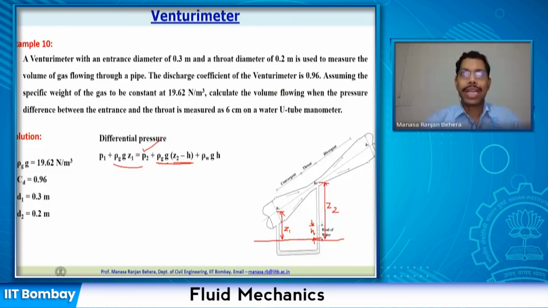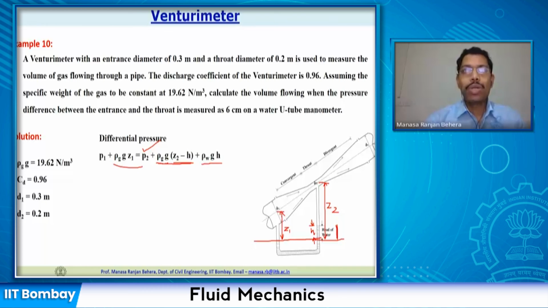So by taking that, I can write down rho g multiplied by g (Z2 minus h) due to the gas. Then due to the water, that is the manometric fluid, I have the pressure that is exerted by this cross section, this zone. That is going to be rho w g h, where h is the head of water that is measured in this U-tube manometer, okay.